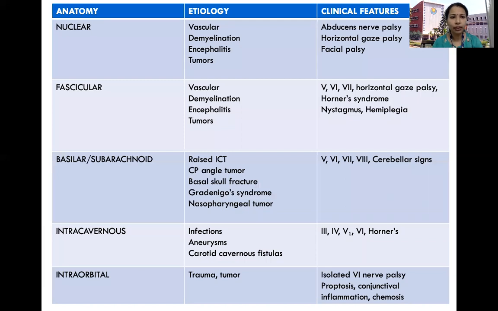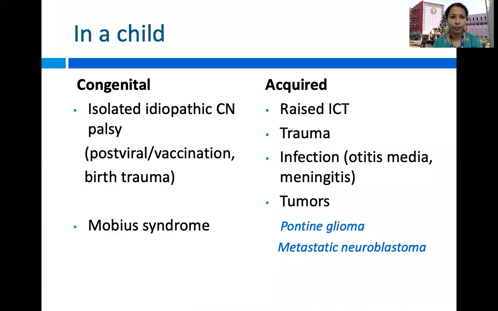So based on the different segments of the sixth cranial nerve, starting from the nucleus in the pons, followed by the fasciculus, the basilar part, the intracavernous part, and the intraorbital part, the etiologies can be various, and also the clinical features will depend on the level of the lesion, and this can guide the clinician to the level of the lesion and then plan further investigations and management of the patient.